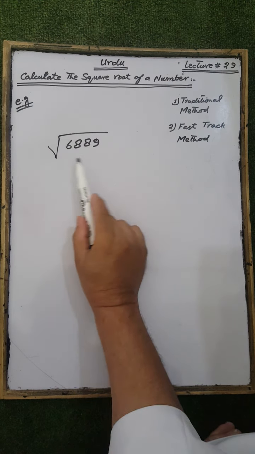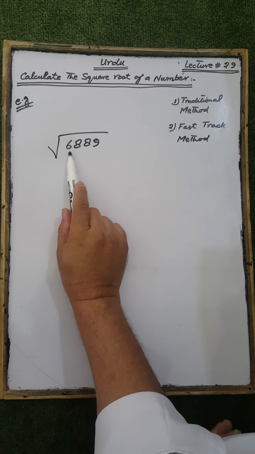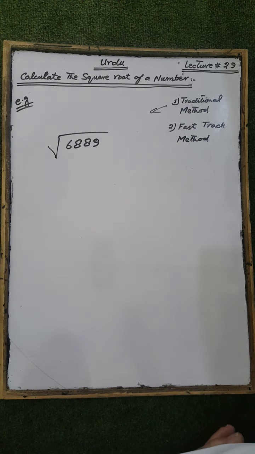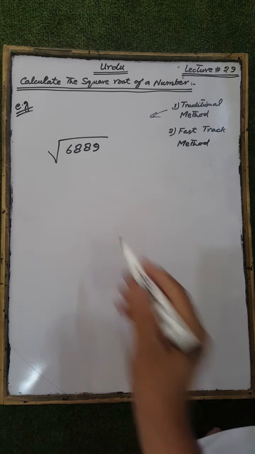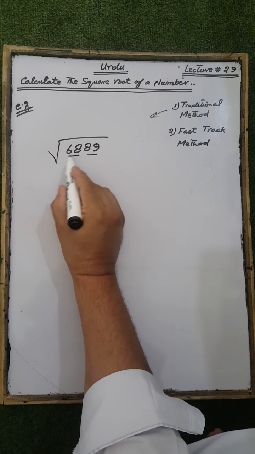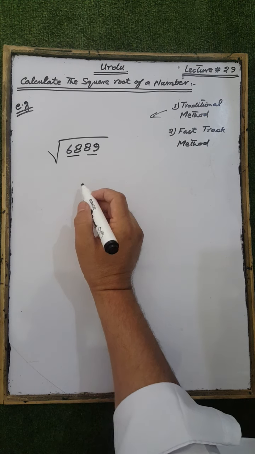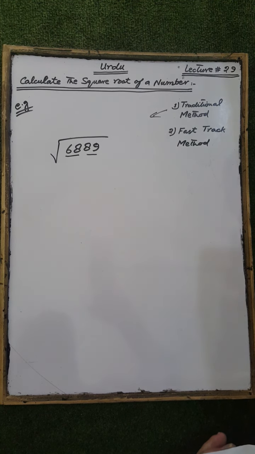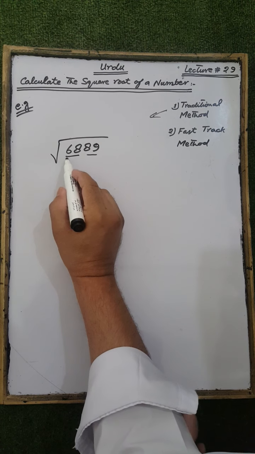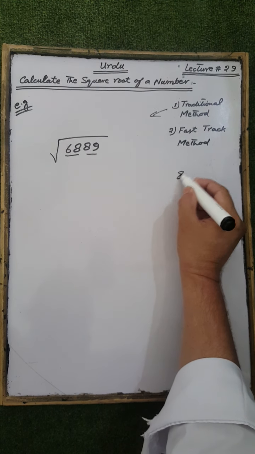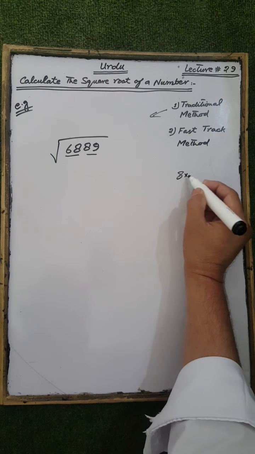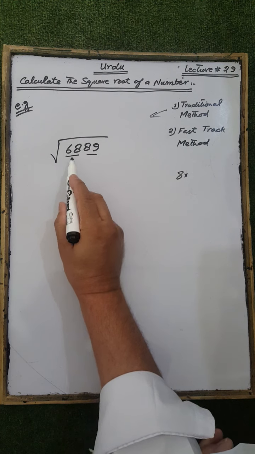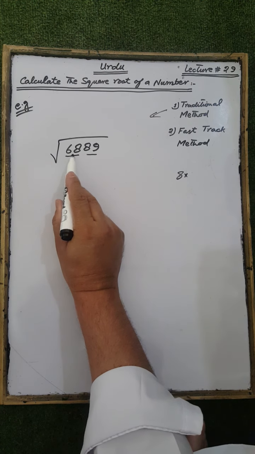For example, to calculate the square root of 6889 by the traditional method, first we select the pairs, and after that we apply the traditional method for the calculation of this number. So first we have to find a number such that the product of that number with itself is equal to 68 or less than 68.